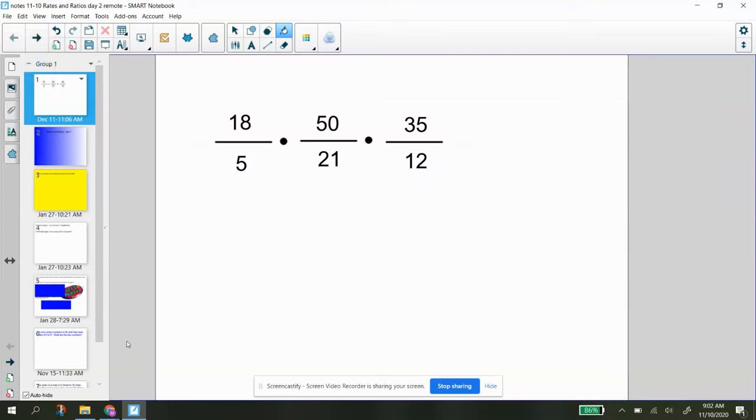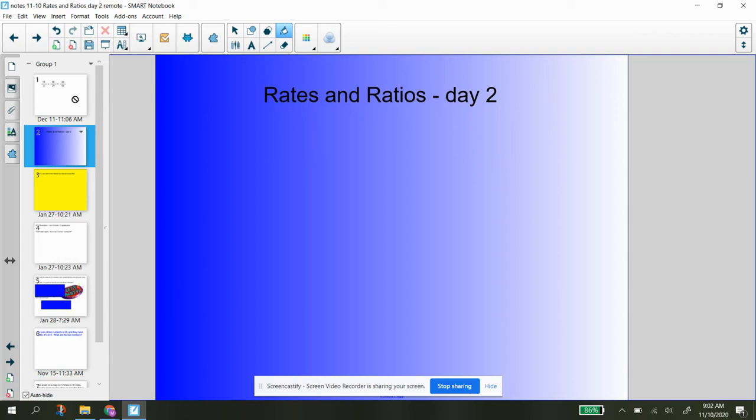Hey everybody, we are going to, oh, wrong slide to start off. We are going to start today with rates and ratios, day two, and away we go.